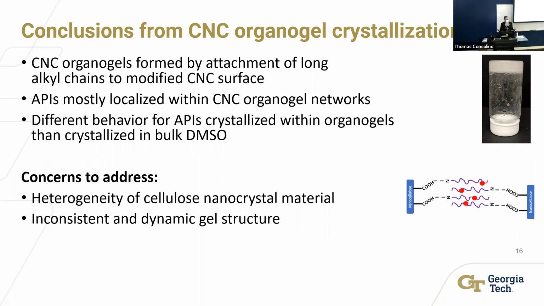The other thing that we think might be contributing is this organogel approach, because we have an inconsistent and a dynamic gel structure. So we don't always get perfect dispersion of the cellulose in DMSO. This is dynamic. And so these are 2 areas where we decided to move forward and try to investigate further. So I'm going to talk about the heterogeneity problem first, which was the one that we could at least somewhat address very readily.